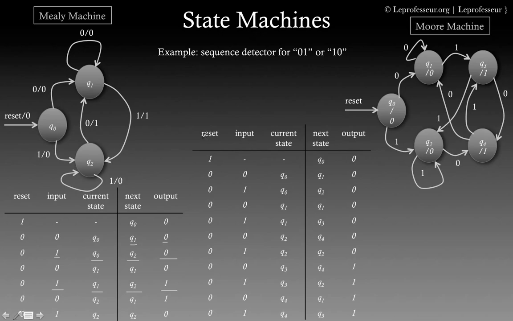Reset, input, current state, next state, output. It's very similar to what we did for the Mealy machine. Now we detect input is 0, we are in state Q0. We detect input 0, we move on to Q1, and we output 0 in that state. Now we can fill up all these entries. Let's say we are in state Q0, we receive 1 input, we move on to Q2.